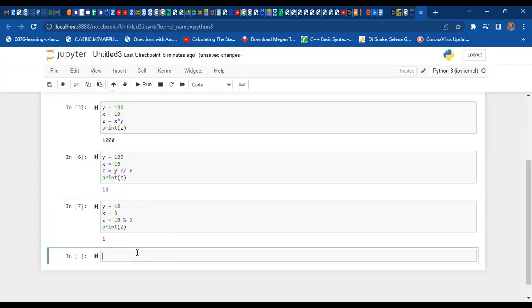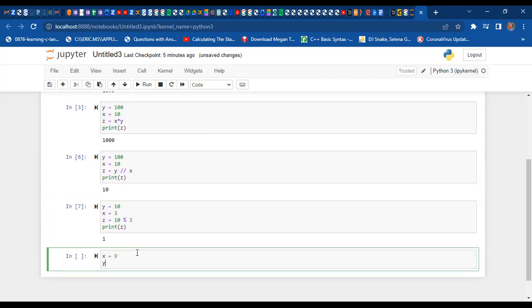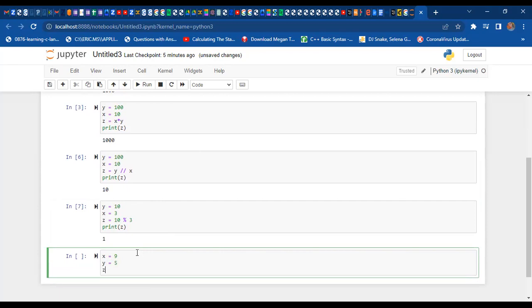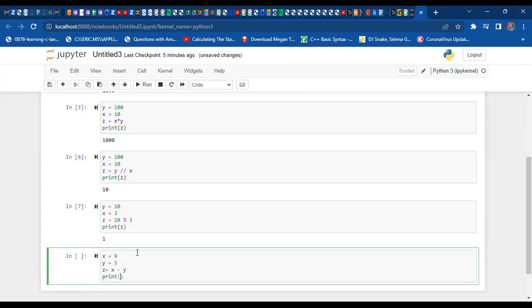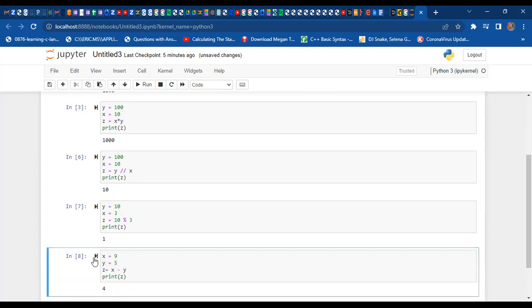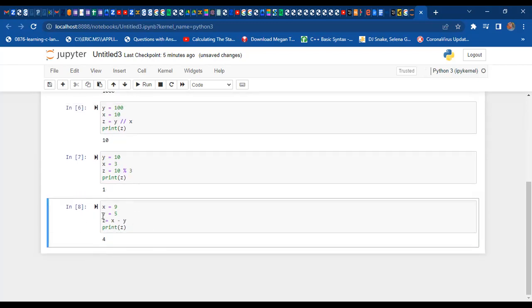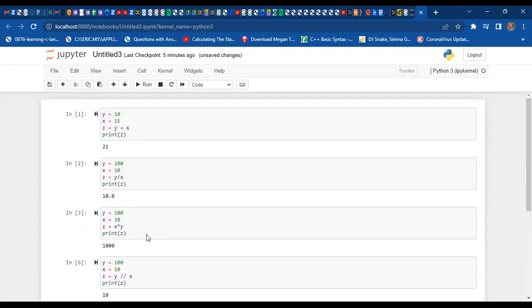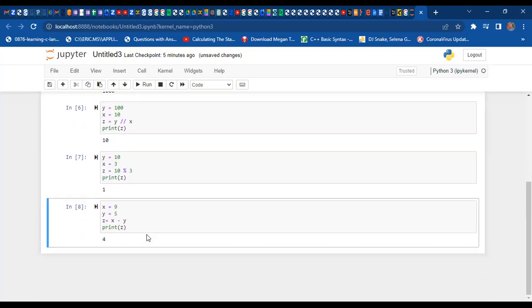Let's try subtraction. We have not tried subtraction. x is equal to 9, y is equal to, let's say, 5. Then z is equal to x minus y. Print z. 4. This is subtraction of integers. First, we are dealing with integers, then we go and deal with floats, then we'll deal with float and integer and see what we will be getting, right? Okay, let's continue.